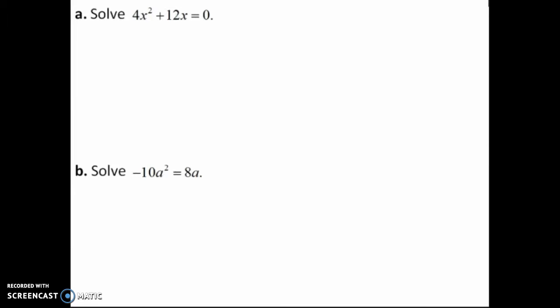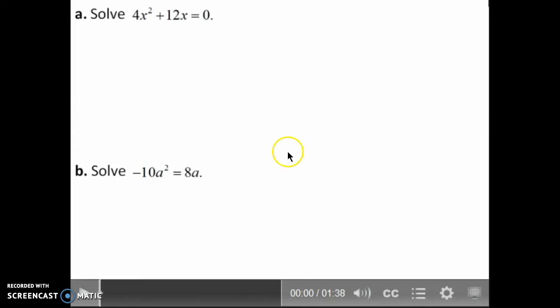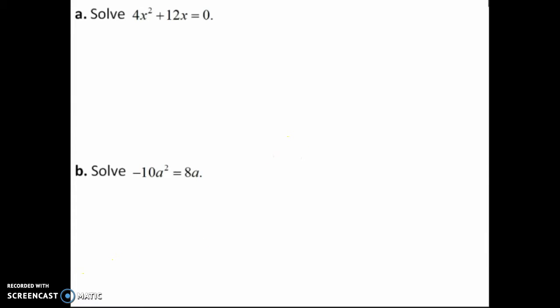Here are a couple more examples like that I'd like you to check out. Part A, solve 4x squared plus 12x equals 0. First write the equation, 4x squared plus 12x equals 0. Next factor the left side of the equation. Because the greatest common monomial factor of 4x squared and 12x is 4x, factoring the left side of the equation gives 4x times the quantity x plus 3 equals 0.